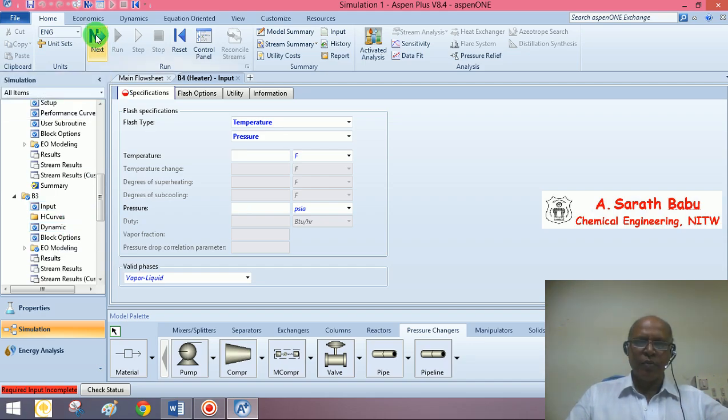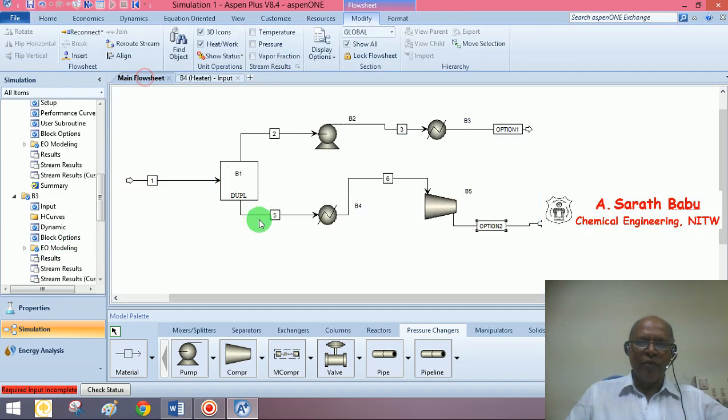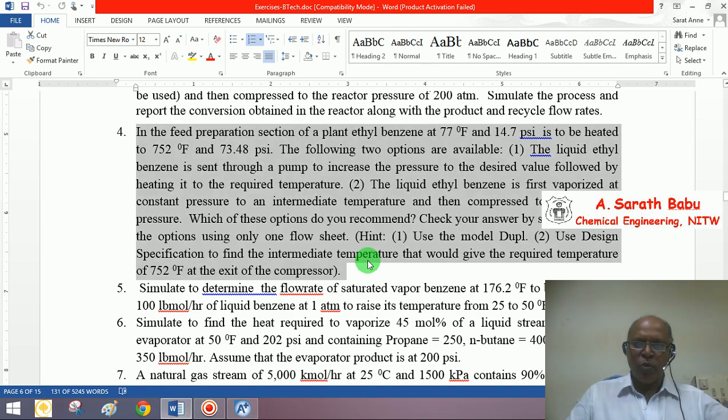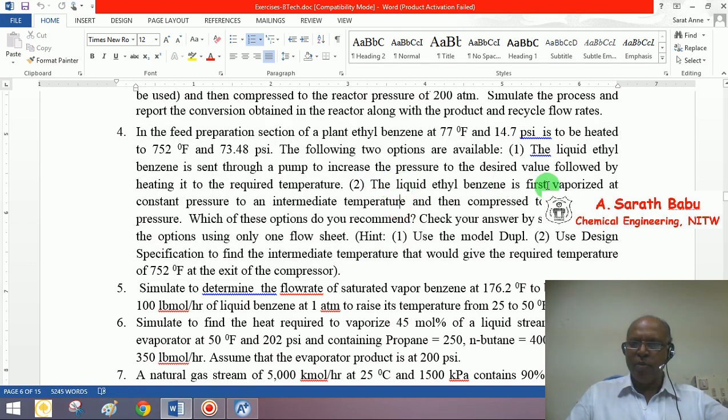Go to next. Now this is with respect to the heater available in the second option, B4, followed by the compressor. Now let us look at the heater. Now do we know the temperature? As far as the problem is concerned, the liquid ethyl benzene is vaporized at constant pressure to some intermediate temperature.